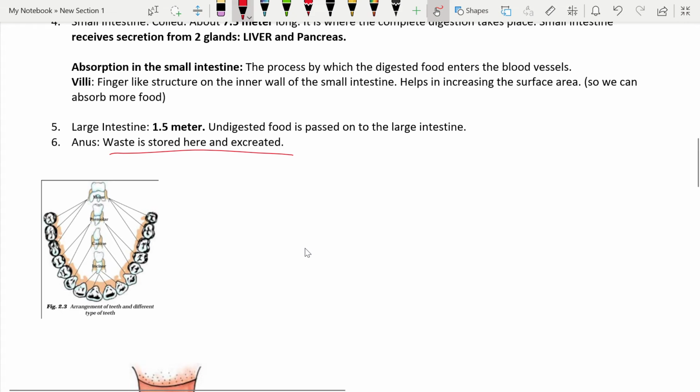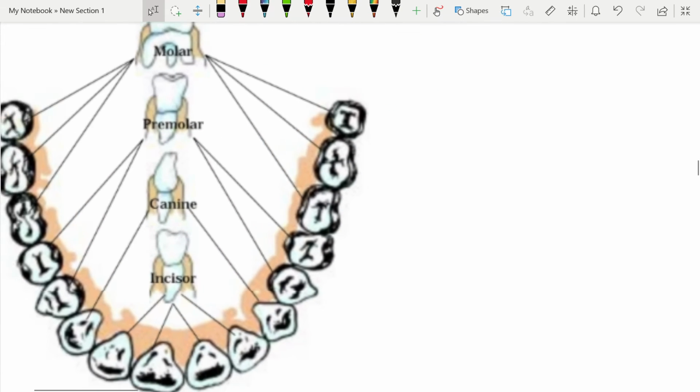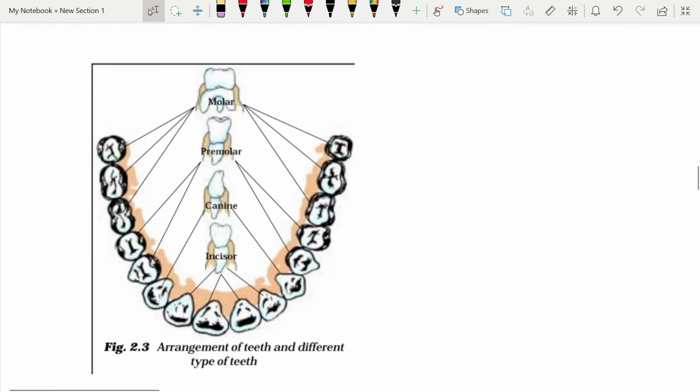We're going to be learning about teeth now. This is a diagram of our teeth. You've got molars. Molars are your back teeth, and they help in chewing. Your premolars are the teeth before your molars, and they help in chewing as well. Molars are stronger and bigger, but premolars are a little bit smaller, though they also help in chewing.